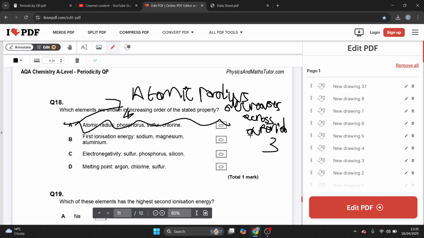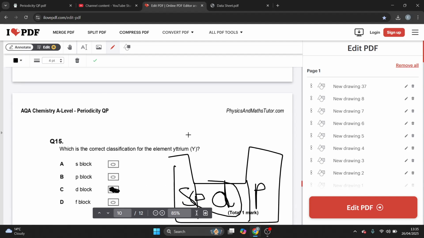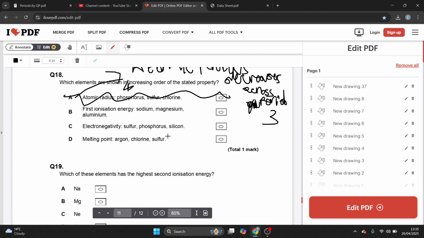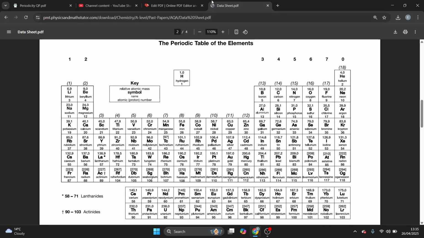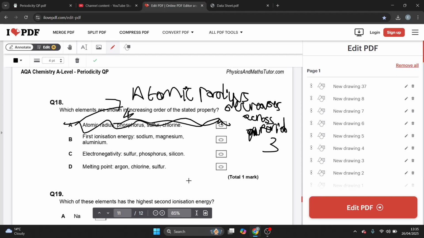Across period 3, let's be more specific, because they're only going to ask you in period 3, and you have seen the example where they've asked you in period 4, but I think those are the only two periods they could ask you about, really. First ionization energy, sodium, magnesium, aluminium. Does ionization energy increase across the period? Yes, it does.